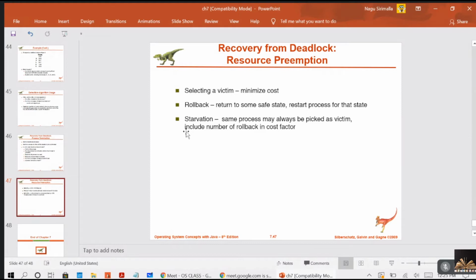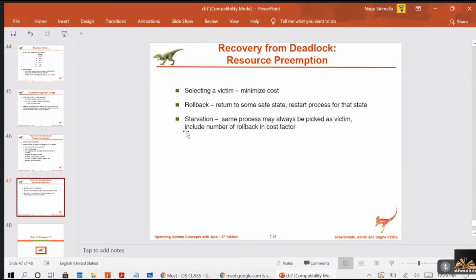Starvation: we should make sure that by taking the resources, starvation will not occur. So we can guarantee that resources will not always be preempted from the same process. That means you take the resources initially and it restarts, and again you take the resources from the same process, and again it restarts. You should not do like that. You should not let this starvation situation occur.